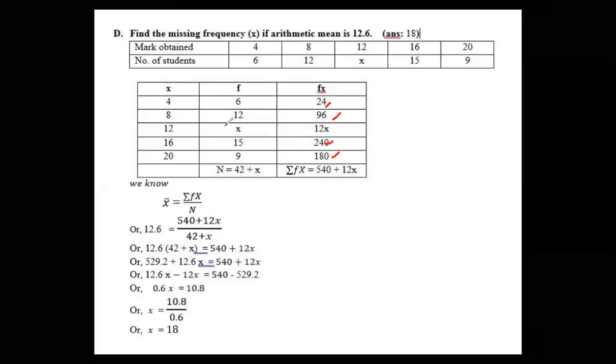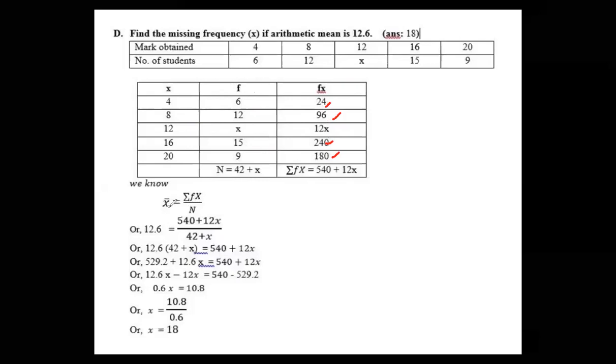Okay, you have understood. The total of f we call n. The addition of fx is called summation fx. Where x is present, we don't add it; we write it separately. The other numbers we add. Then what is the formula of mean? Mean equals summation fx by n.